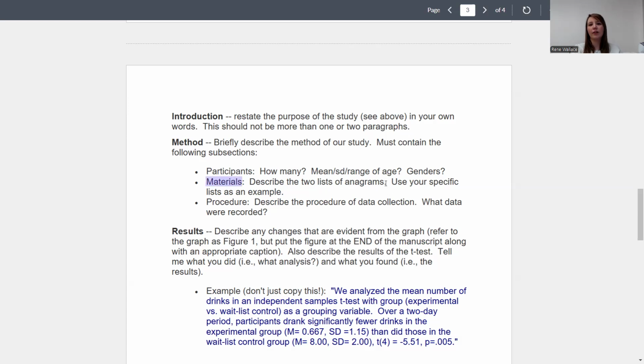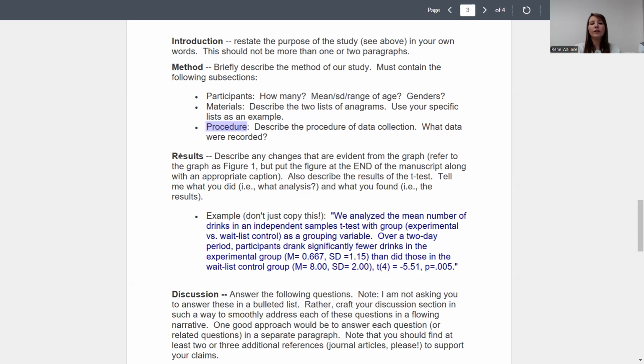Describe the 2 lists of anagrams and use your specific lists as an example. So when you say for the first time an unrelated list, tell me what 6 words you used. And for your related list, your organized list, tell me which 6 words you used there. Procedure, describe the procedure of the data collection, how it was recorded. Then your results section, that's a level 1 heading. Describe any changes that are evident from the graph.